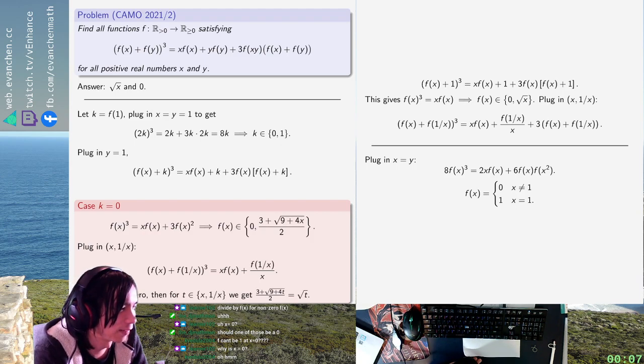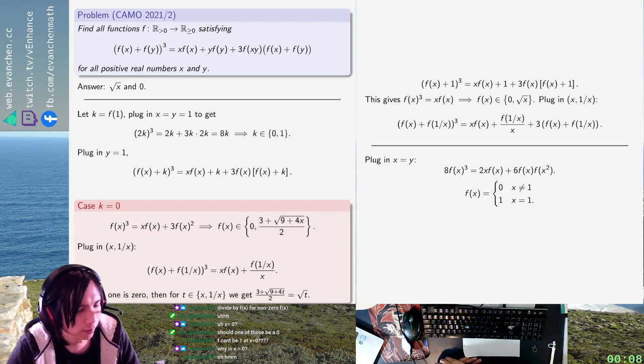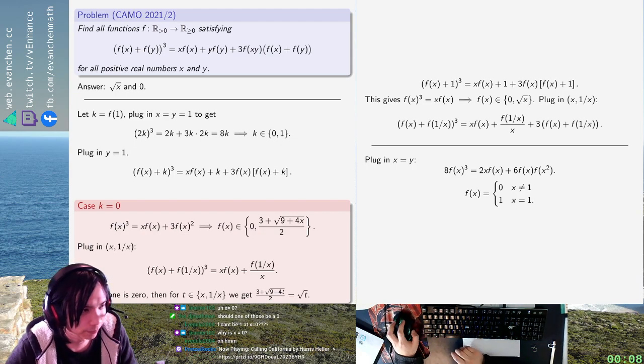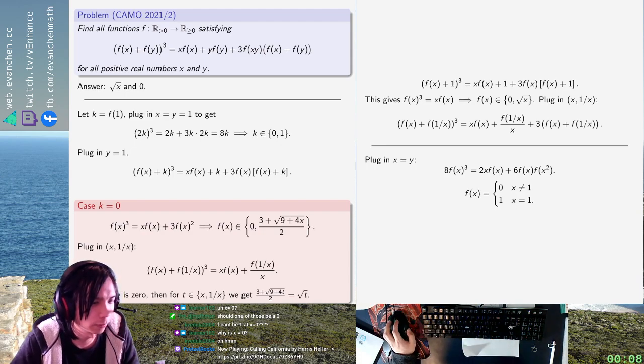I think this is a solution. If x and y are reciprocals, then, well, they're both 0 anyways. So okay. Oh, that's not what I wanted to see. So I'm not crazy, right? This is actually a solution to the original.